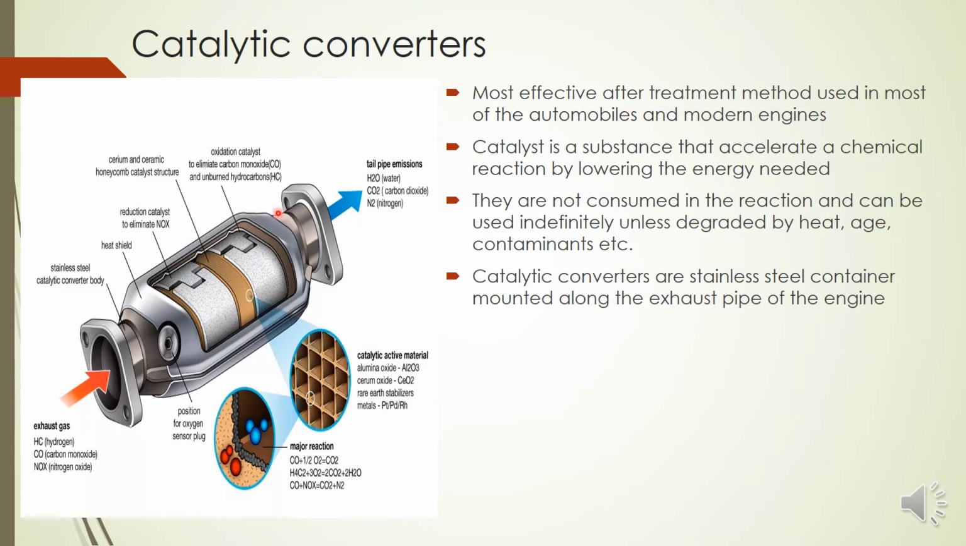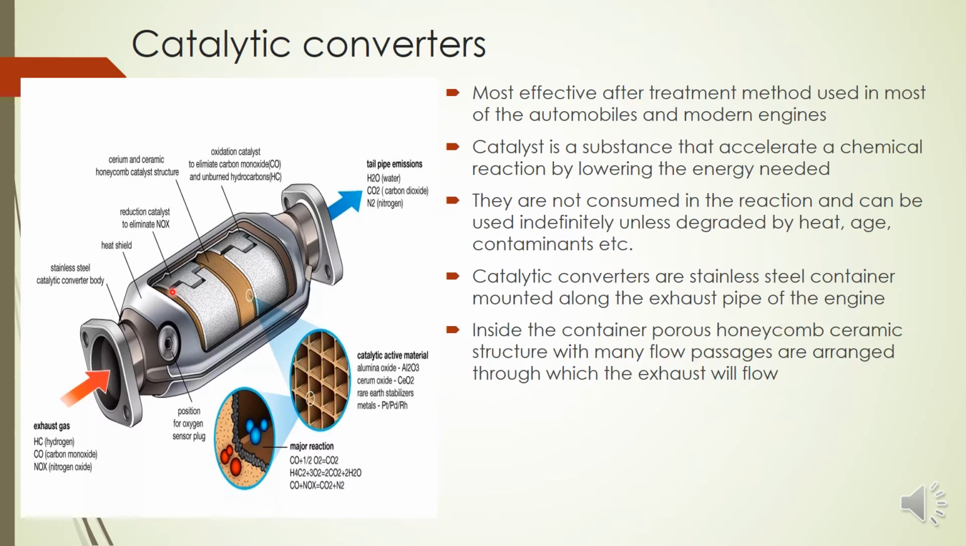Now what is a catalytic converter? It is a steel chamber, a stainless steel container of this shape, mounted in the exhaust pipe of the engine. The outer chamber is made of stainless steel. And inside this chamber, if you look deeper into this catalytic converter, you can see a honeycomb structure of ceramic material with a large number of flow passages. This is a small cross section you can see here. If you take out a small cross section from this chamber, it is made of ceramic material of honeycomb structure with several flow passages. So the exhaust will be flowing through these small passages.